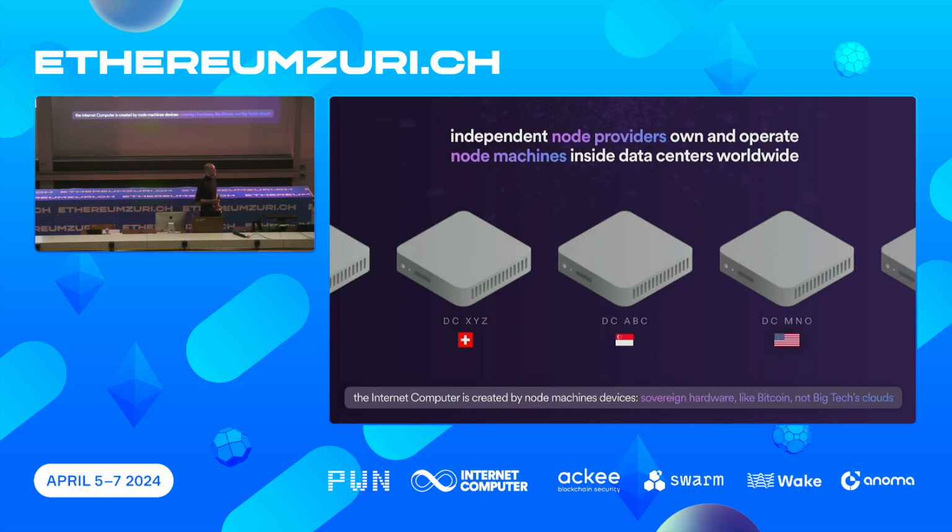Very quickly, the ICP works with independent node providers, who have node machines in their own data centers worldwide, and it's based on the premise of sovereign hardware, much like Bitcoin, for example. So there are no node machines that are hosted on big tech cloud.